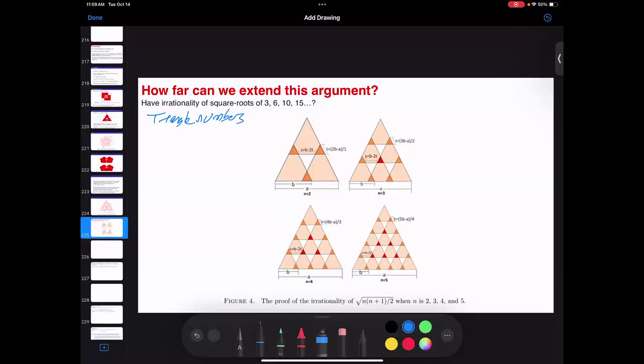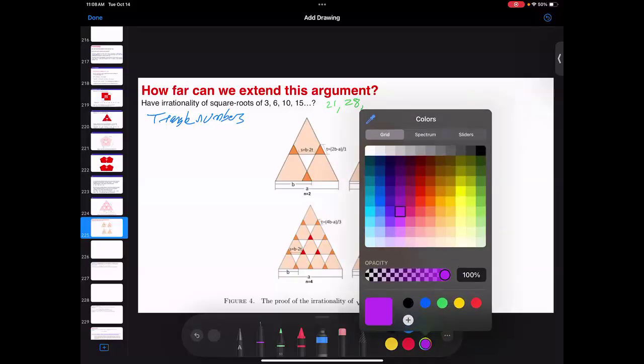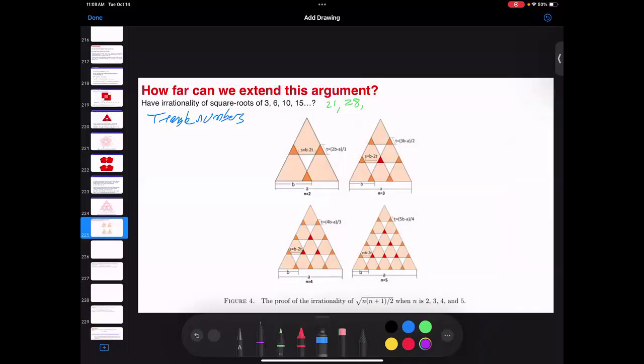So we could show the square root of 3 is irrational. The square root of 6 is irrational. The square root of 10 is irrational. The square root of 15 is irrational. Do you think we can show the square root of every triangle number is irrational? What comes after 15? After 21? 28? After 28? So you just added 7, so now you have to add 8. Do you think we're going to be able to show the square root of 36 is irrational?